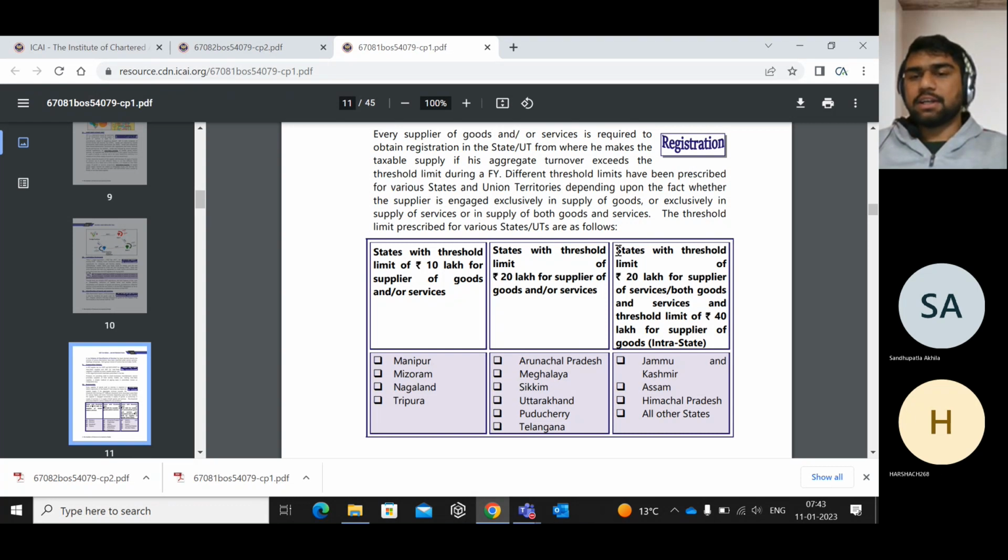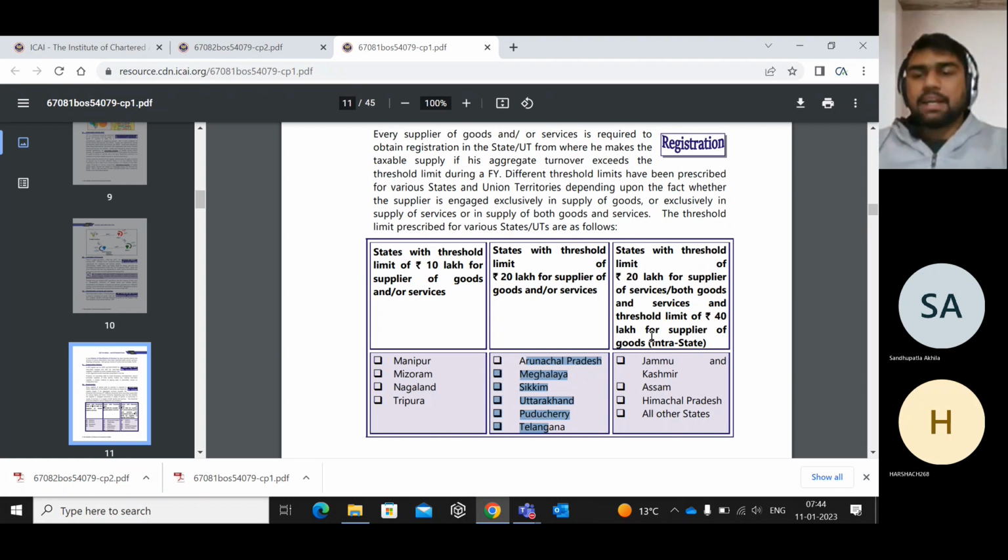And you should concentrate here. For states with a threshold limit of 20 lakhs, for supplier of services or goods or both, it is the 20 lakhs turnover limit only. Only the person who is exclusively involved in supply of goods, that is condition number one, and whose state should not fall under these two categories, that means not MMTN and not these six states, then only the 40 lakhs threshold limit is applicable to them.